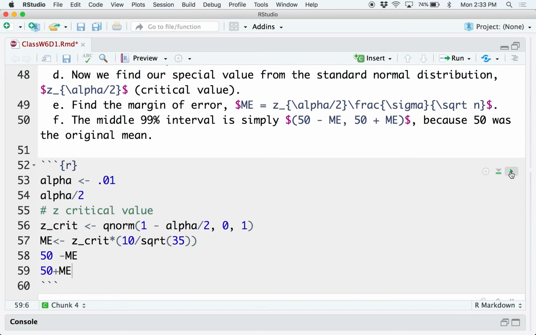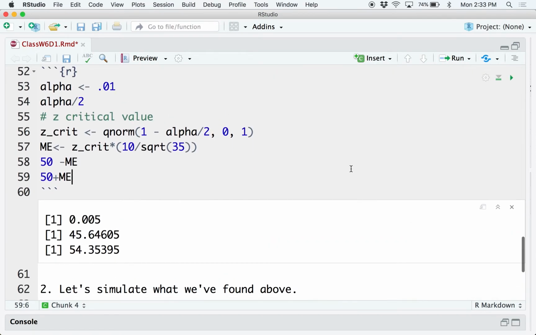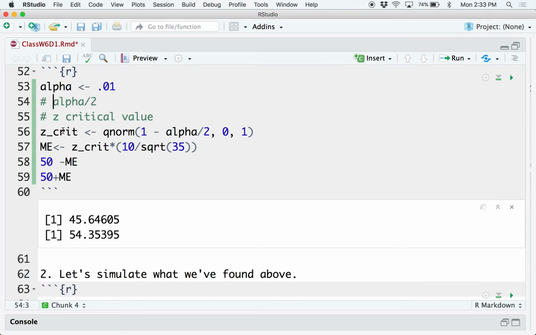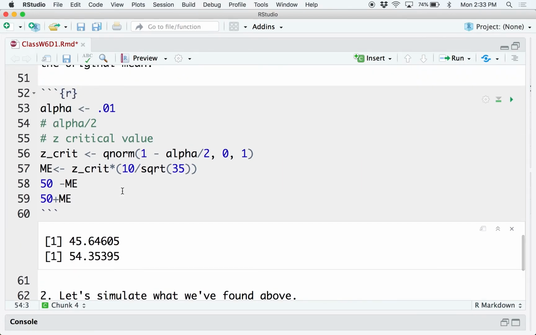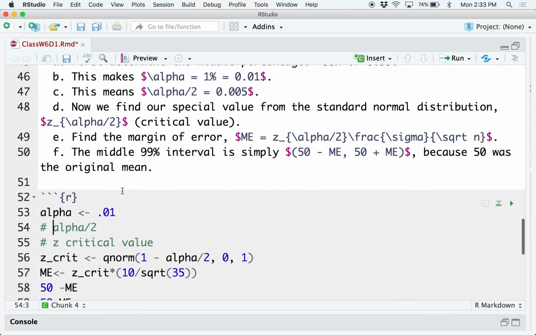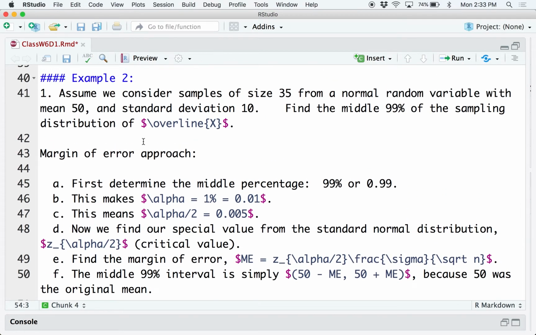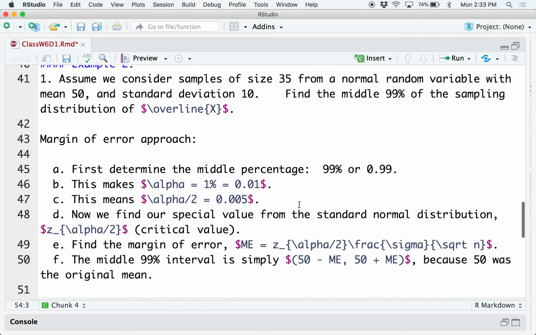If we run this whole set of code, we can erase the alpha over 2 at this point, or just comment it out. Let's run this again. We'll get the start and the stop of our middle 99% interval for this random variable x bar when we were randomly sampling from a normal distribution with a mean of 50 and a standard deviation of 10.